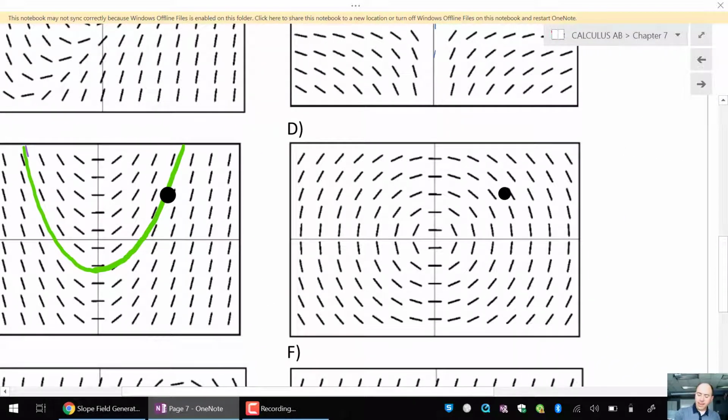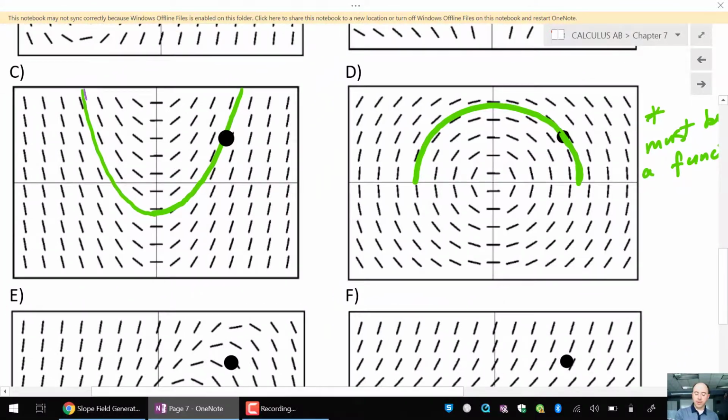Be careful with letter D. This sort of looks circular in nature, but do not draw a circle, because a circle or an ellipse is not a function. So I actually want to just sort of end my sketch for letter D right there. Put a little note to yourself on slope field letter D that your sketch must be a function. So I don't want to draw a full ellipse, a full circle. That's not a function. In this case, it's that upper half. It's sort of like the upper root that we'd use.